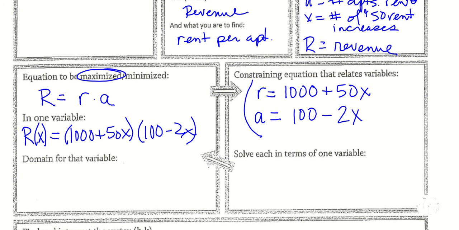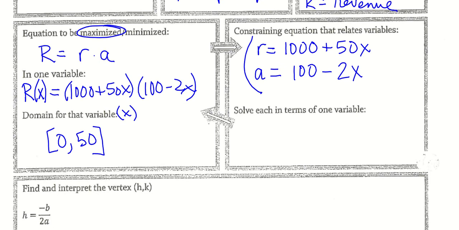What's our domain for that variable, so for X? Well, we could not raise the rent at all, which makes X 0, or we could raise the rent up to 50 times, which would take our number of apartments rented down to 0. So that would be our domain in this case.